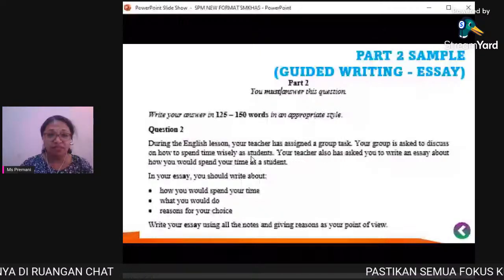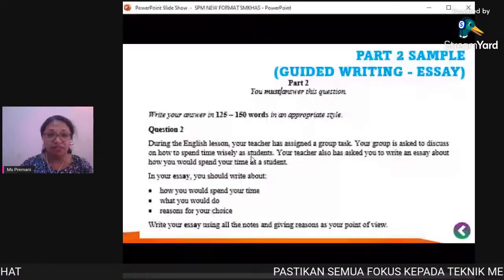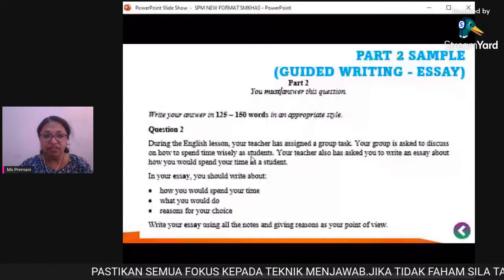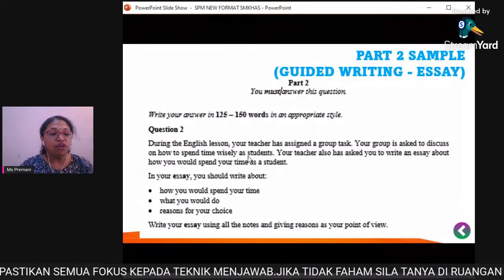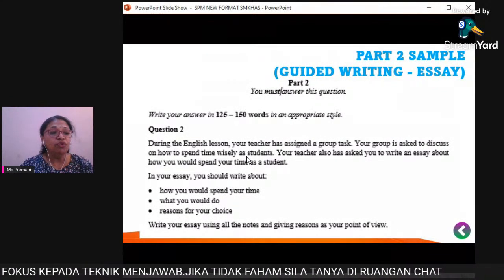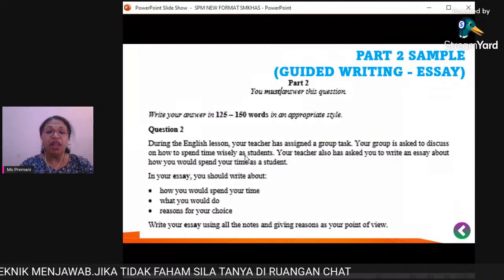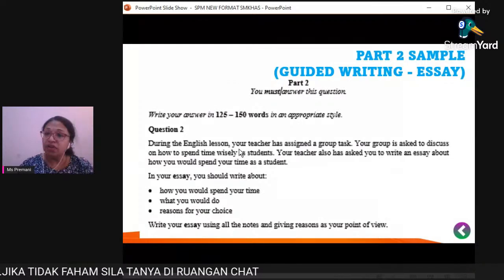Don't advise for adults. When you want to give tips on how to spend time wisely as student, it means you must talk about students, how they save time. You don't talk for the working people. After work, you must do this. After work, you can go for exercise. You cannot do that. Okay?